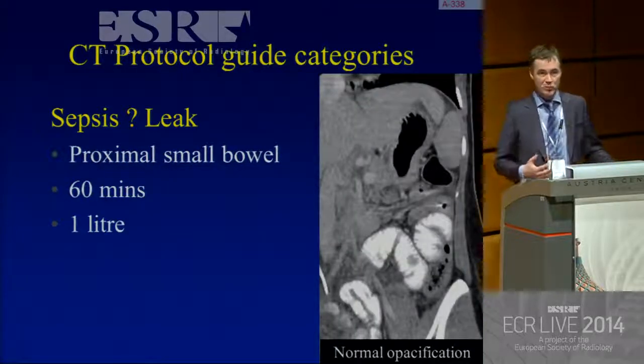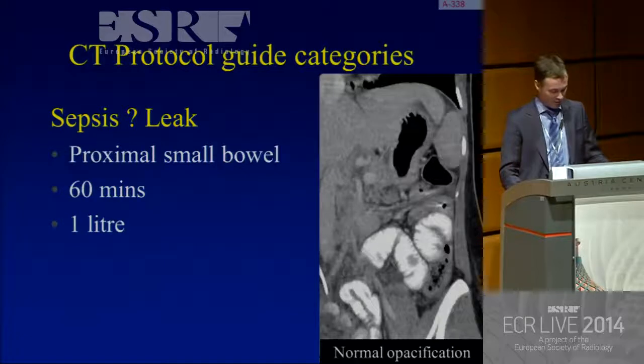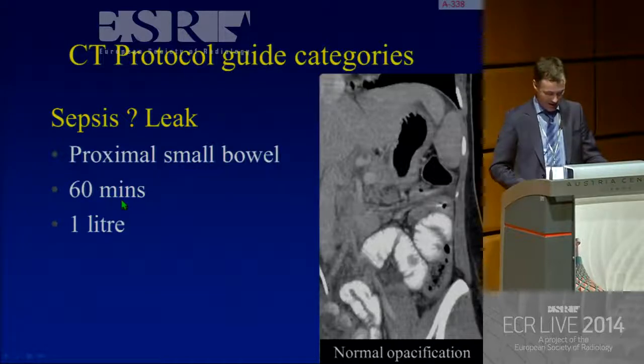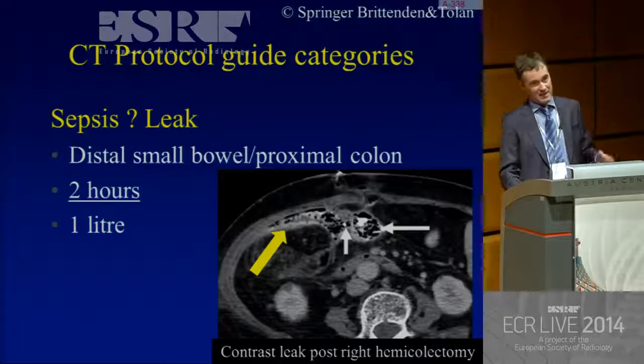If we're talking about the small bowel, a proximal small bowel anastomosis, we need to give it a little bit longer and perhaps give the patient a little bit more contrast. So in this situation, we're going to maybe give them a litre and leave 60 minutes. So maybe prep these patients on the ward. But if we're looking more distally, maybe at the left colon or a distal small bowel anastomosis, we really want to give the patient a long delay, so 2 hours. If it's longer than 2 hours, that's just fine.